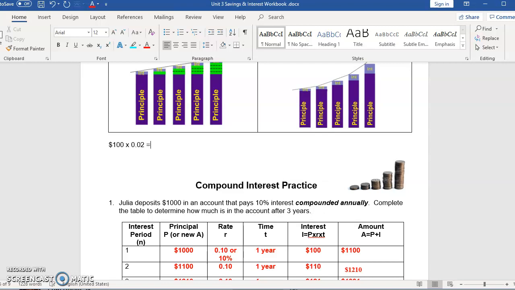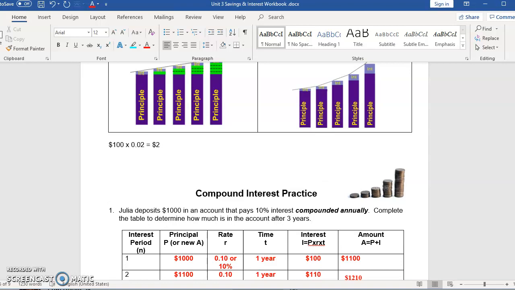right? In that year, I'm going to make $2 in interest, right? Because 2% of 100 is $2. Then next year, I'm going to calculate the same thing. So next year, I made $2 interest as well. Even though in my account, I have $102, right? So I had $100 I invested. I made $2 interest that year. So I have $102 in my account now.